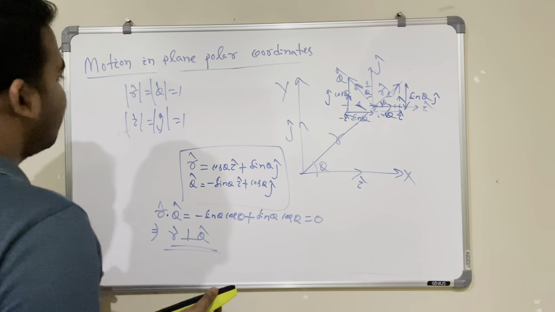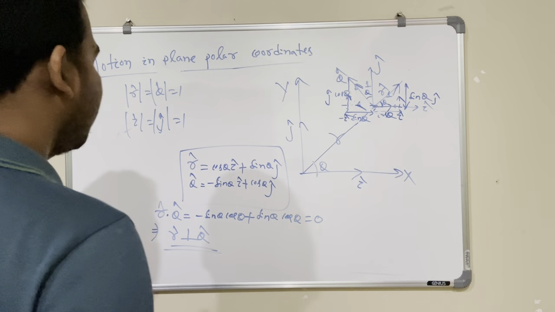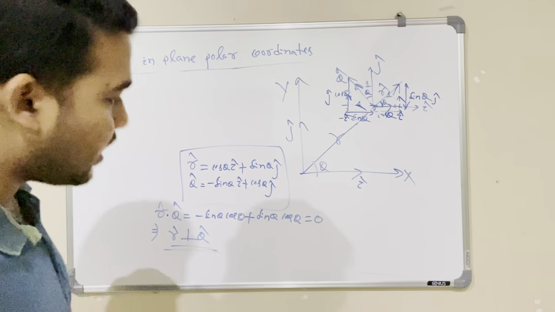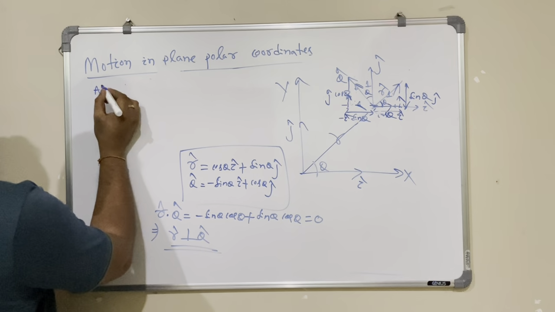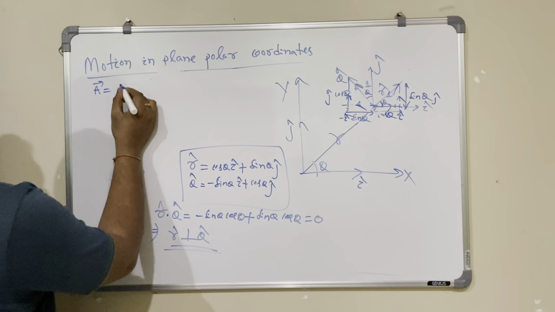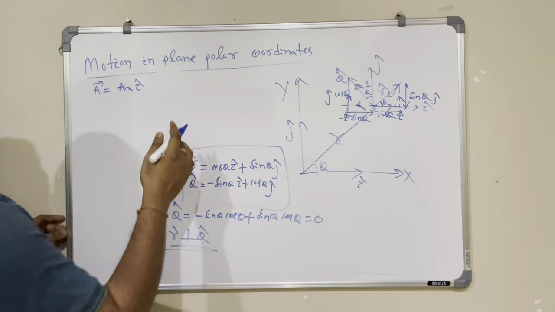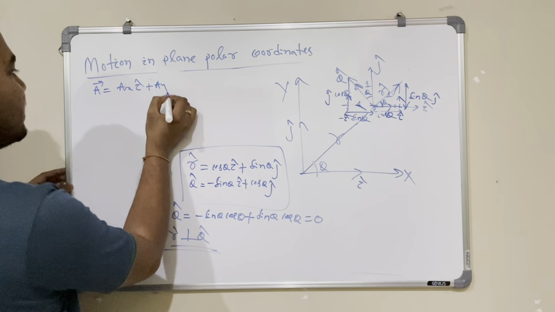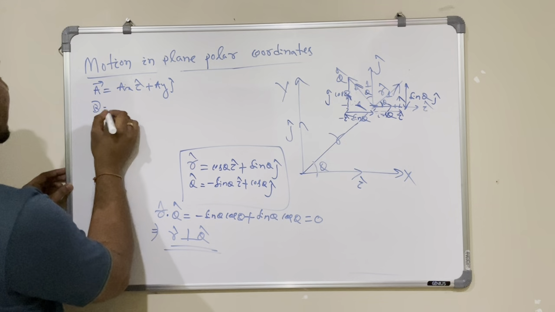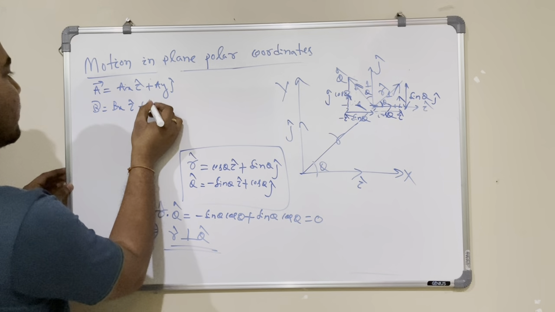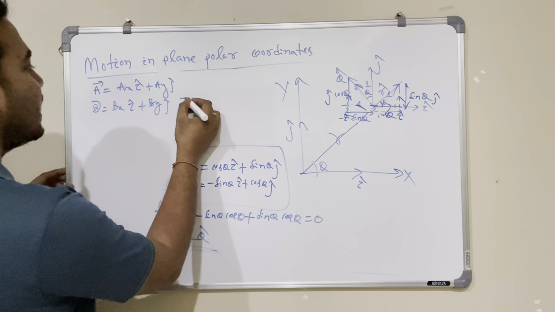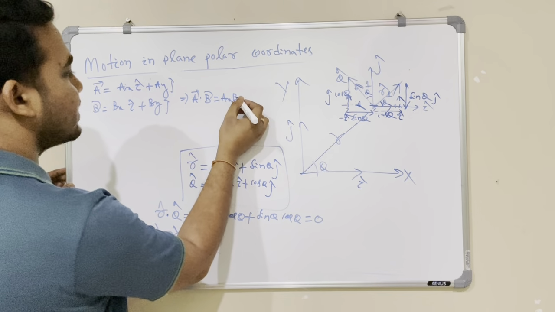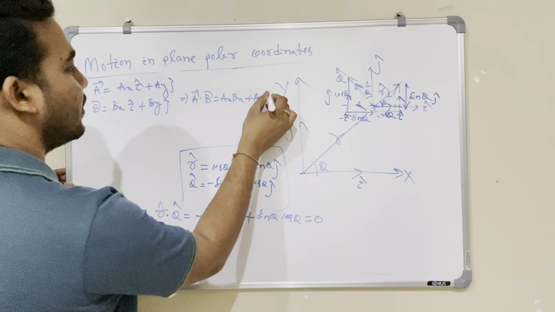Another thing that you know is how to do the dot product. In the Cartesian coordinate system, for a vector in the xy plane, we can write A vector as ax I cap plus ay j cap, and B vector as bx I cap plus by j cap. And what is the expression for the dot product? This equals ax bx plus ay by.